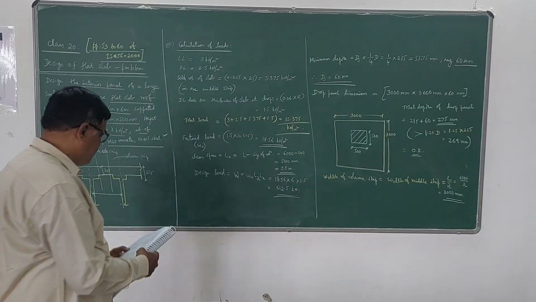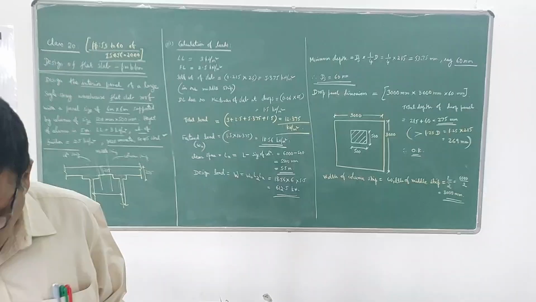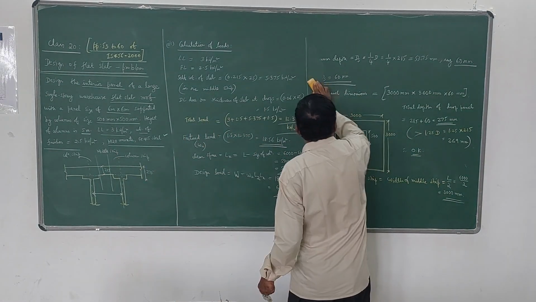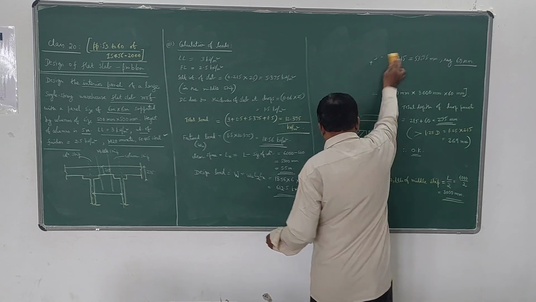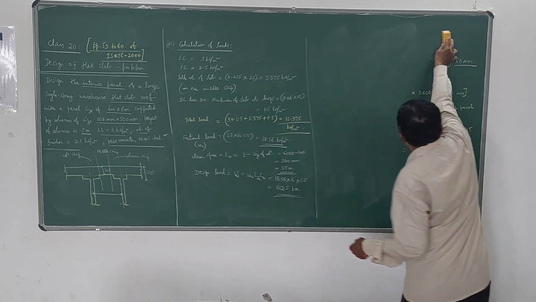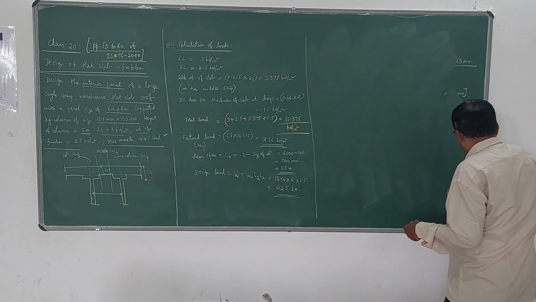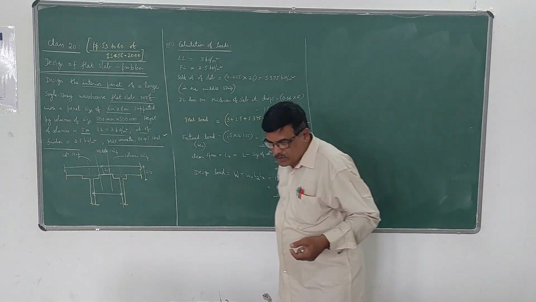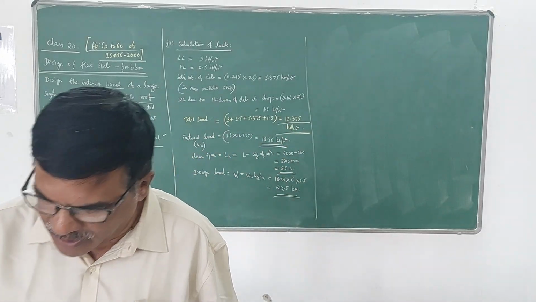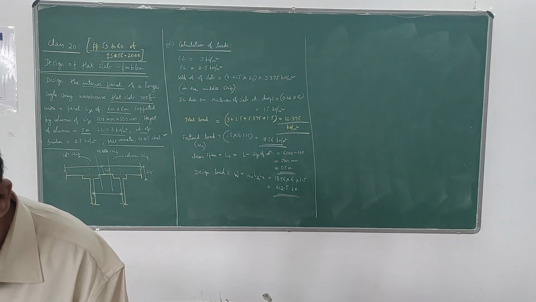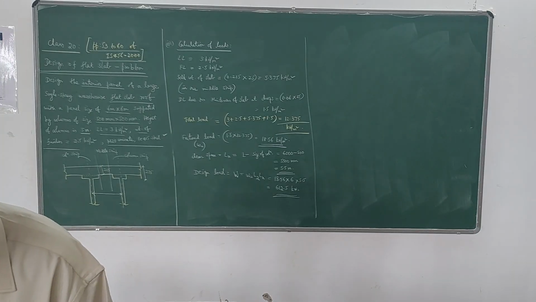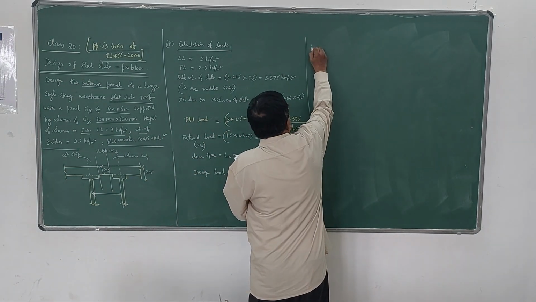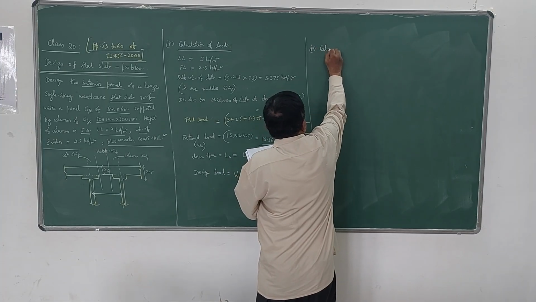Next step is bending moment. Calculation of bending moment, fourth step. This is called the direct method. So bending moment is given by, step number 4, calculation of M0.